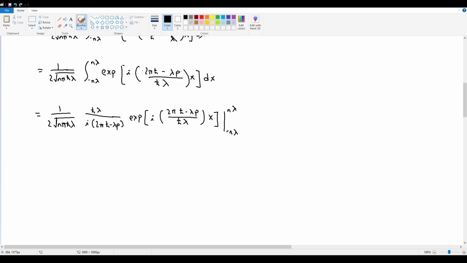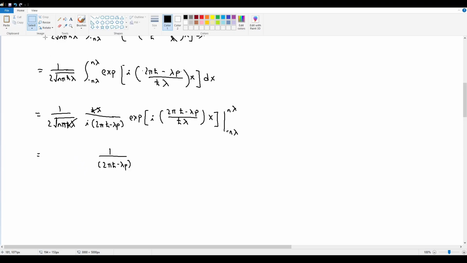And now let's see, what can we cancel out here? So there's immediately the h bar lambda, and the root h bar lambda at the bottom gives us a root h bar lambda above, which cancels out this and this. Now you're left with 2i root n pi, and then this is all multiplied by 2 pi h bar minus lambda p. Let's clean this up a little bit.